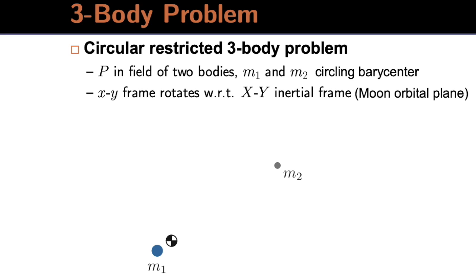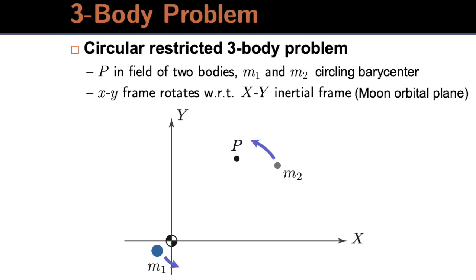So the circular restricted 3-body problem is a special case of the 3-body. So the 3-body problem is where you have 3 massive bodies and they all influence one another. When we say circular restricted, we mean that there are 2 massive bodies, M1 and M2. They're circling their barycenter, so they're on a circular orbit. They solve the 2-body problem. In this case, we're assuming a circular orbit. And then we've got a test particle P, so something that's much less massive, does not influence the motion of M1 and M2. So spacecraft and asteroid.